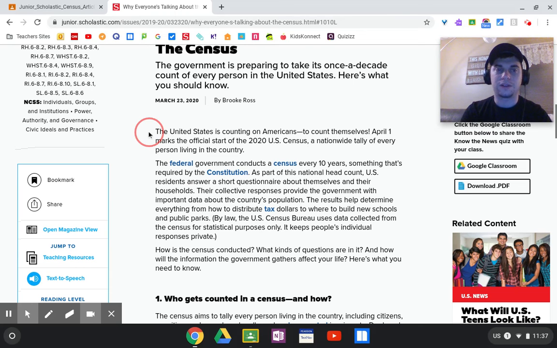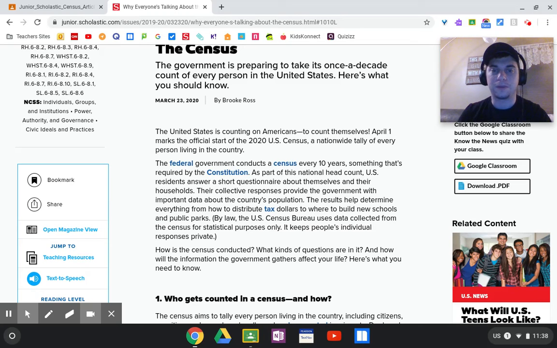So I'm going to start here at the introduction. The United States is counting on Americans to count themselves. April 1st marks the official start of the 2020 U.S. Census, a nationwide tally of every person living in the country. The federal government conducts a census every 10 years, something that's required by the Constitution. As part of this national headcount, U.S. residents answer a short questionnaire about themselves and their households. Their collective responses provide the government with important data about the country's population.